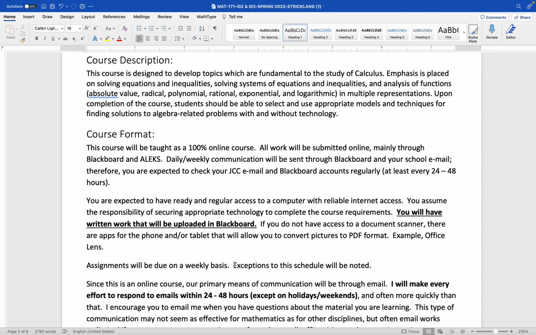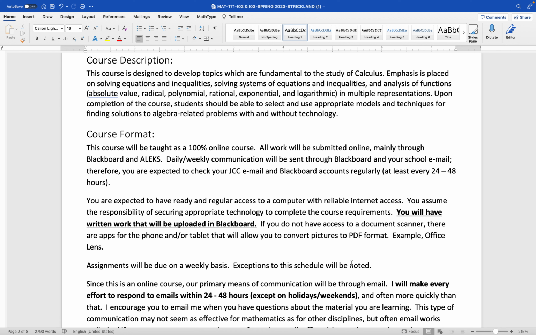The analysis will be in the guise of multiple representations, and upon completion of the course, students should be able to select and use appropriate models and techniques for finding solutions to algebra-related problems with and without technology. This class is going to be taught as a 100% online section. All work will be submitted online, mainly through Blackboard and ALEKS. And again, ALEKS is going to be the textbook course software.